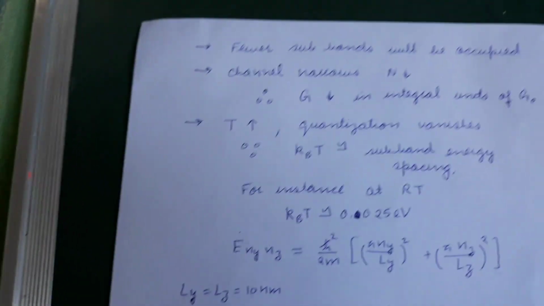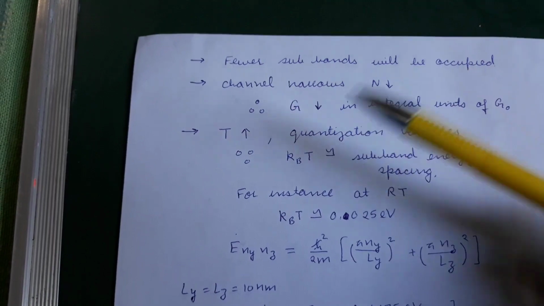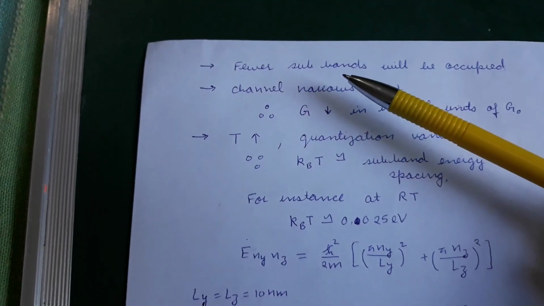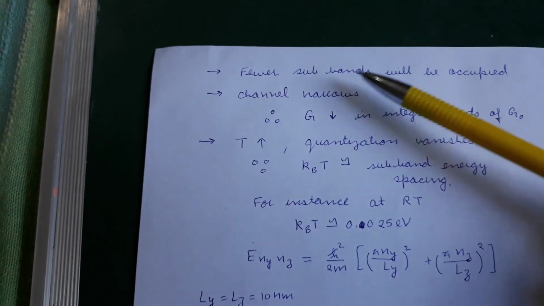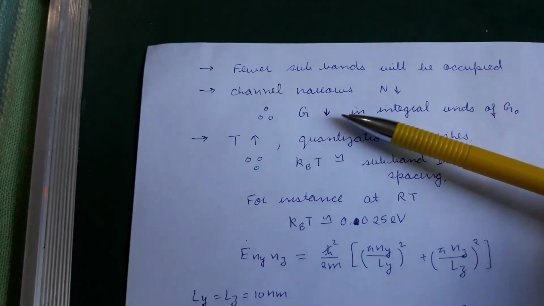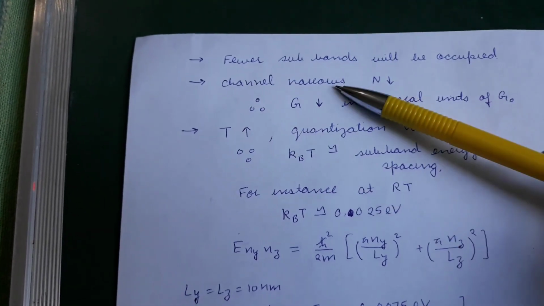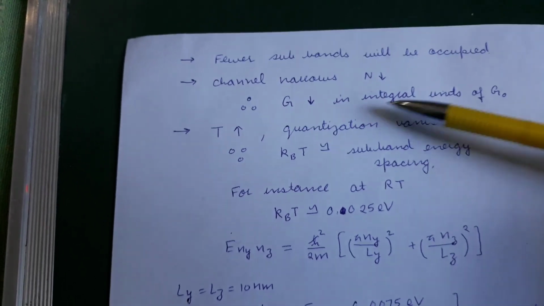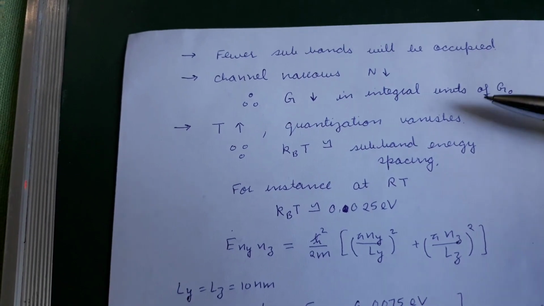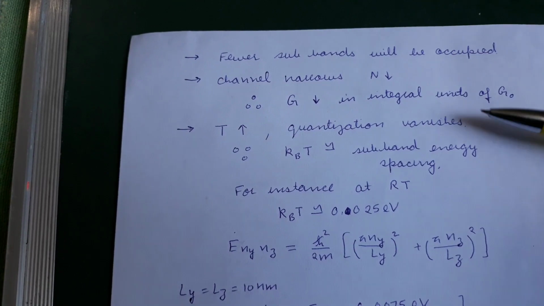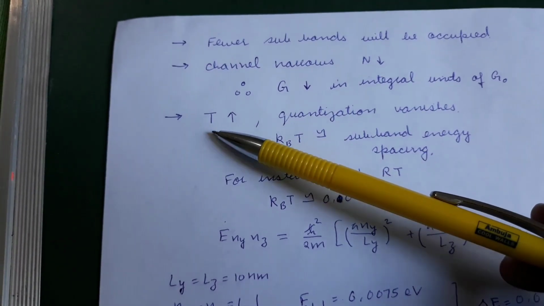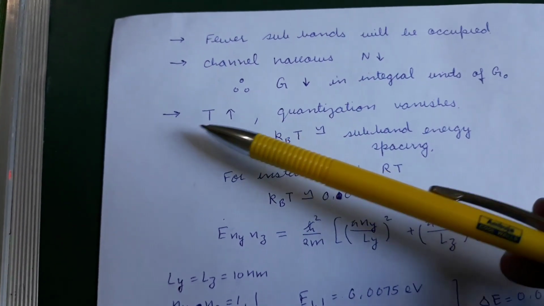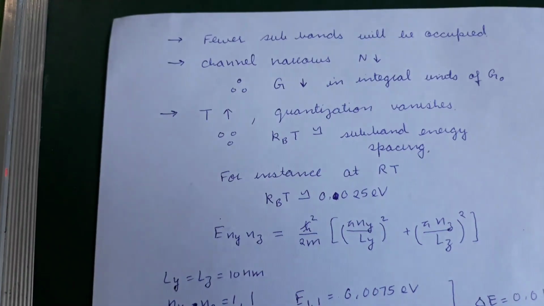So let's try to understand it better. If the spacing increases, lesser and lesser subbands will be occupied. As n decreases, narrower channels will be there, and G will also decrease. Conductance will decrease in integral units of G naught, and G naught is nothing but 2e square upon h. Also, it depends drastically on temperature. If the temperature is larger, then the quantization will vanish.